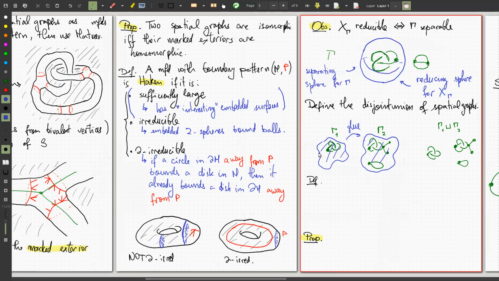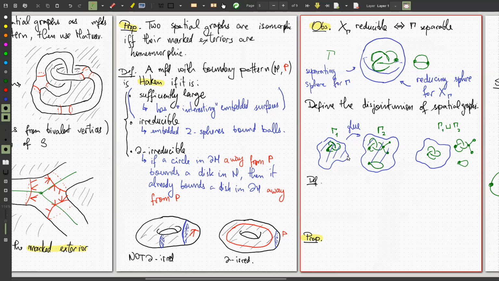And so, when you perform this operation, you obtain a third graph, and the boundary of the two balls that you identified becomes a sphere in there, which, if both graphs were non-empty, is a separating sphere. Is it clear so far? Are there questions?